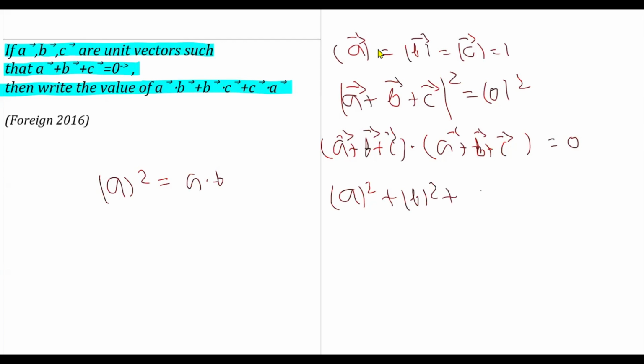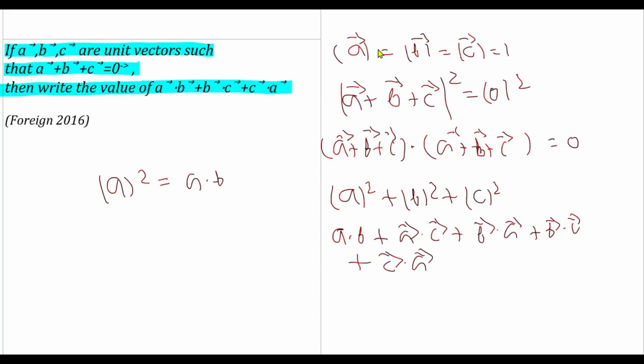C dot C will give you C magnitude square. Now, if I multiply A with B, it's going to be A dot B only. So this is A dot B plus A dot C, and then B got exhausted. A got exhausted, and B with A will give you B dot A. Now B with C will give you B dot C, and then we have C dot A and C dot B.